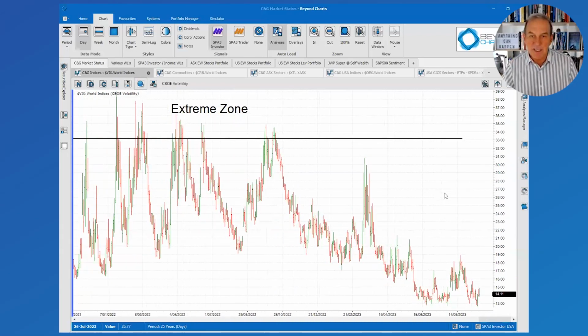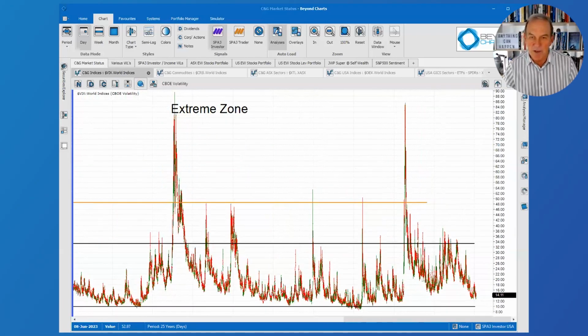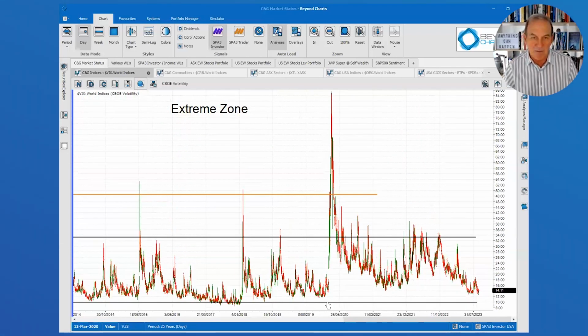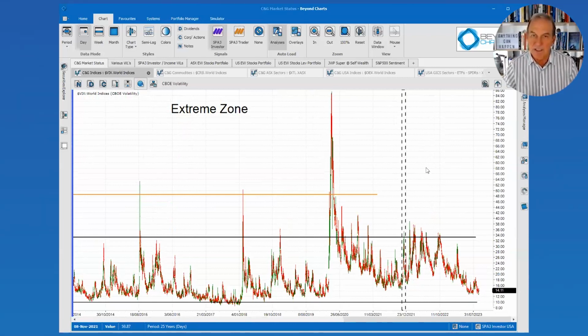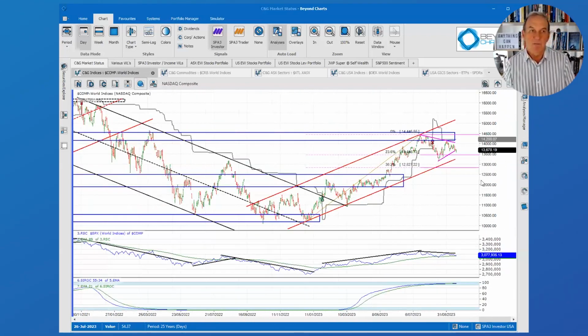Volatility, the VIX is near pretty much lows. So you can see there's the extreme low, the black bottom horizontal line over here, and we're down near the bottom. So as I said, from the S&P 500 chart, volatility is low, and that's typically indicative of a bull market.